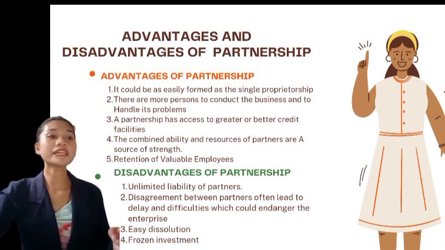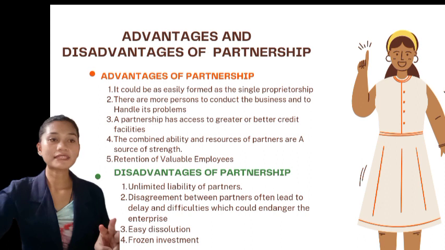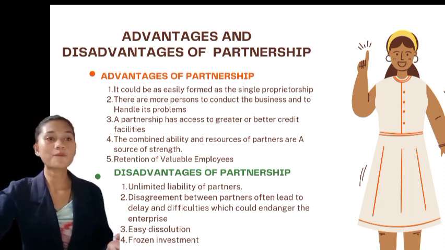And the third is a partnership has access to greater or better credit facilities. The fourth is the combined ability and resources of partners are a source of strength. Yes, og daghan kag partnership, daghan pud kag resources. And the fifth and the last advantage of the partnership is the retention of available employees. Yes, if daghan kag resources and if that resources is halinon, mutaas jud imong profit.